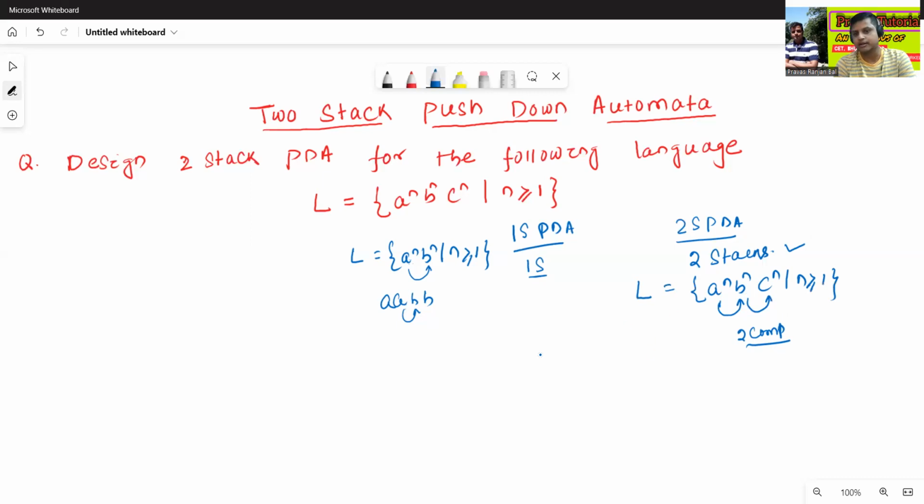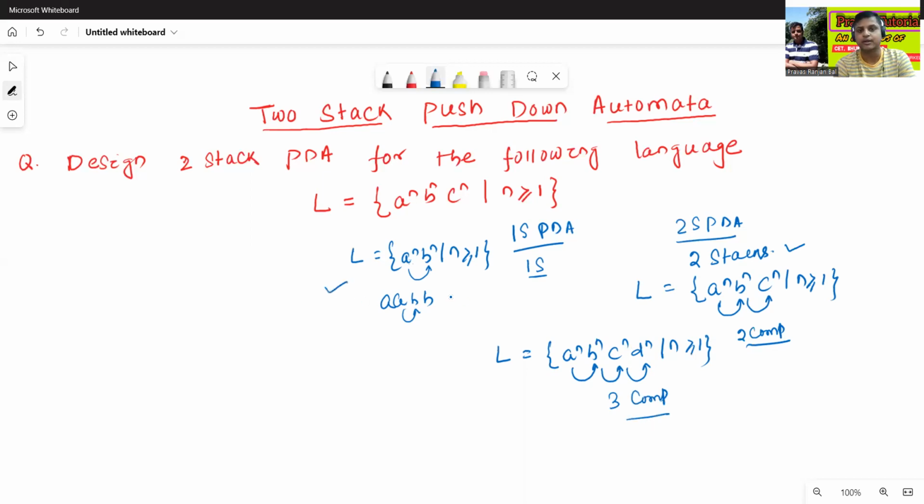For one more example, language L = a^n b^n c^n d^n, where n is greater than or equal to 1. In this example, how many comparisons will be required? The same number of a's follows the same number of b's, the same number of b's follows the same number of c's, and the same number of c's follows the same number of d's. So in this case, 3 comparisons.